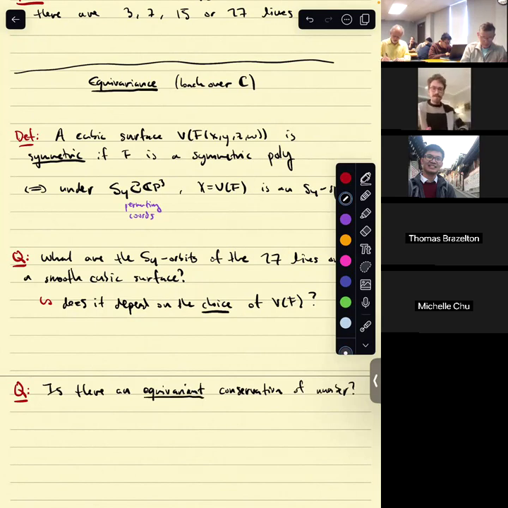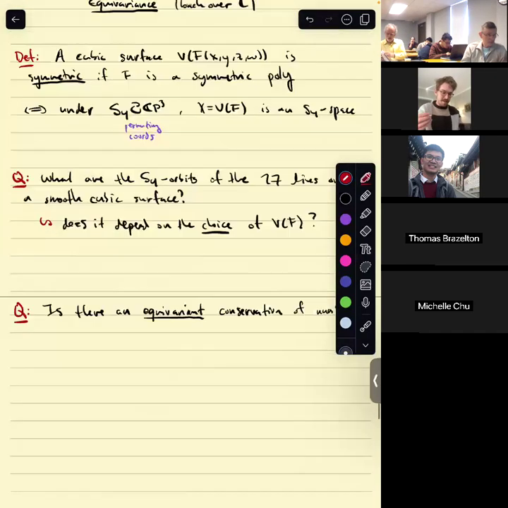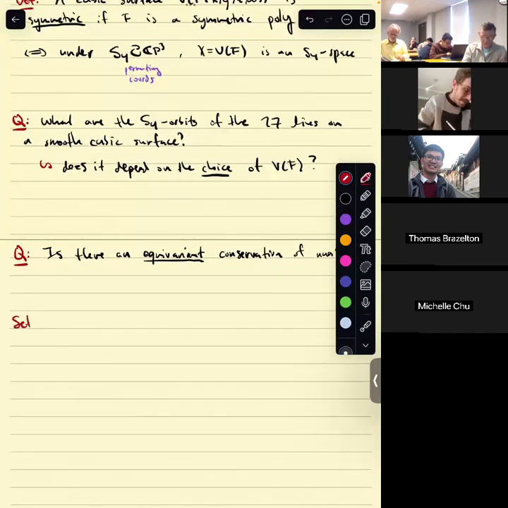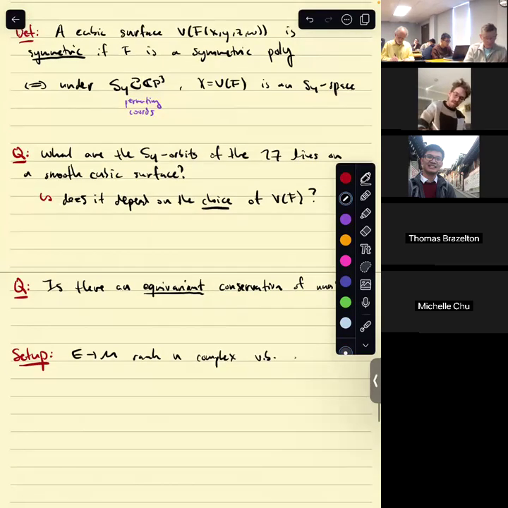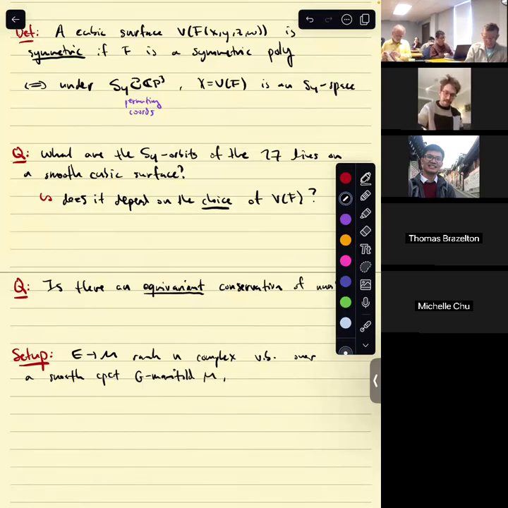Okay, so this is where I'll get maybe just slightly technical. So apologies to the people who aren't homotopy theorists in the audience. But here's the setup that we care about. I want to do a very classical thing but just with a little more equivariance. So let E to M be a rank n complex vector bundle over a smooth compact G-manifold M. And what I really want to say is this is like a G-vector bundle.